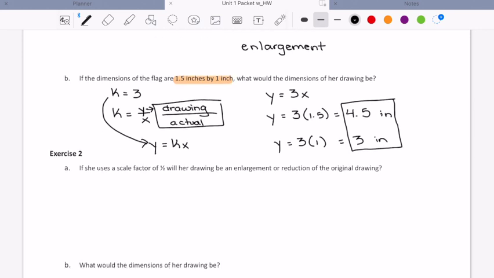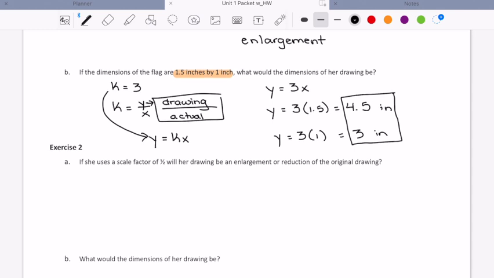Exercise 2. If she uses a scale factor of 1/2, will her drawing be an enlargement or reduction of the original drawing? Go ahead and pause the video, and I'd like you to do parts A and B. When you're all set, unpause the video and check your work. Okay, part A. The scale factor is 1/2. So if I compare 1/2 to 1, 1/2 is less than 1, so this is a reduction.